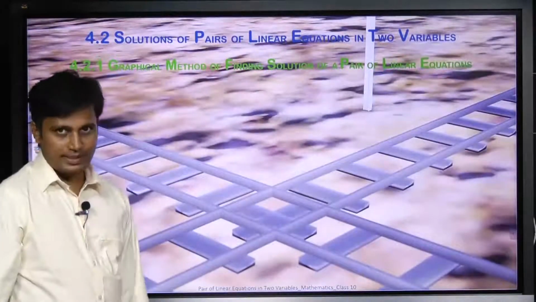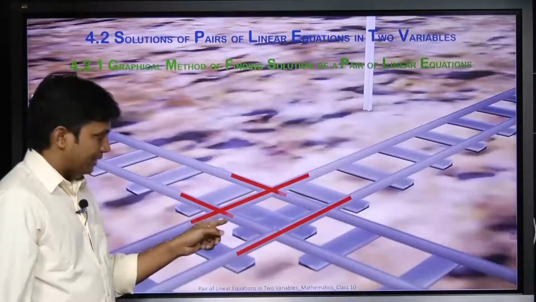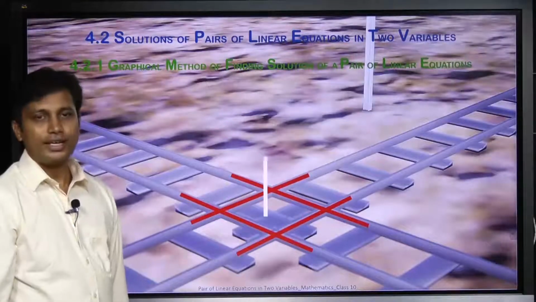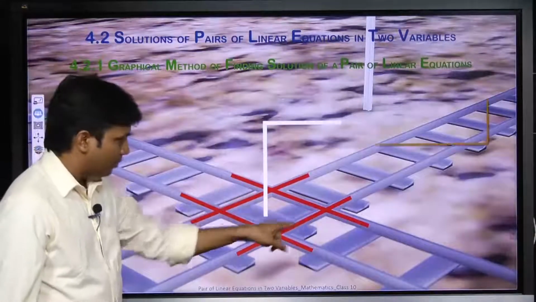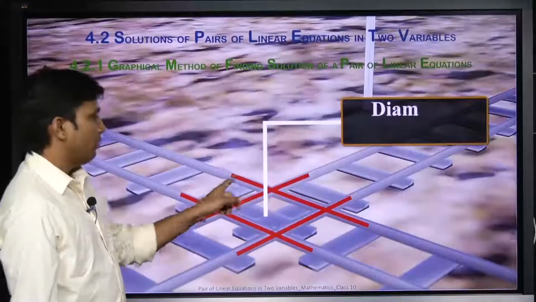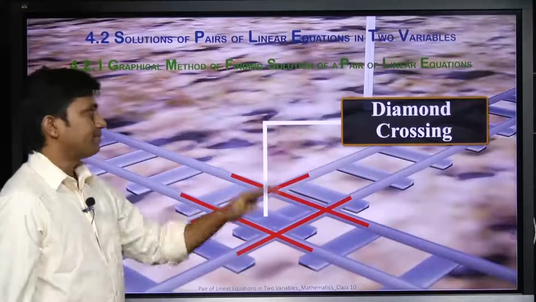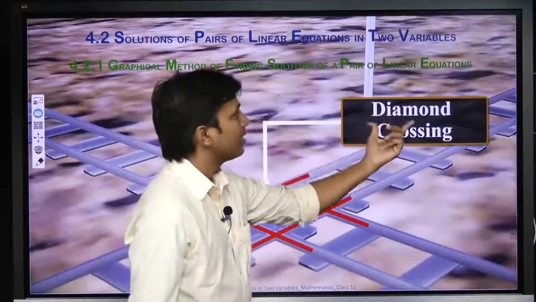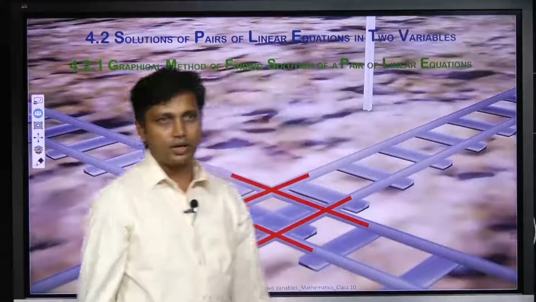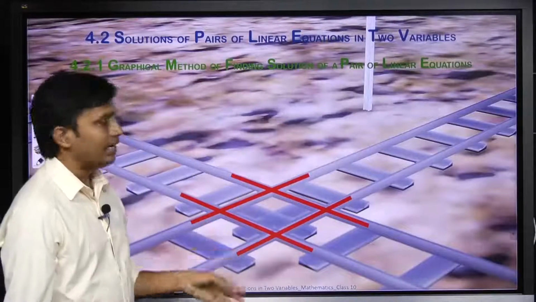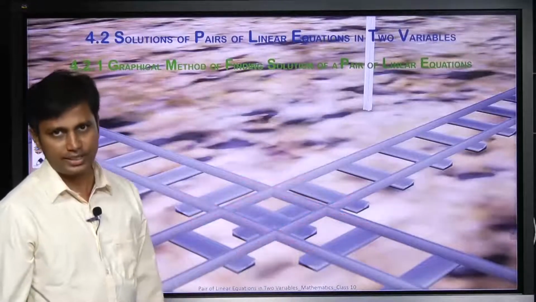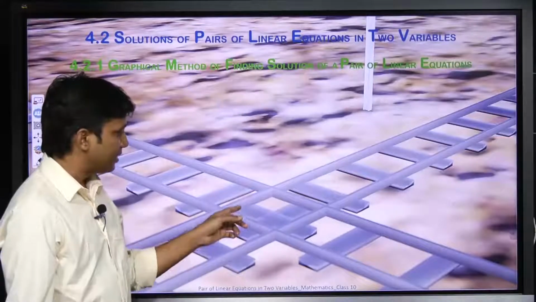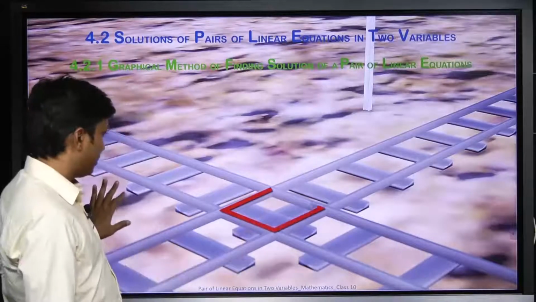Now observe the point at which they are crossed. I zoom in. Now what do we call this point? According to railway track terminology, it is a diamond crossing. According to geometric terminology, this is the point of intersection.